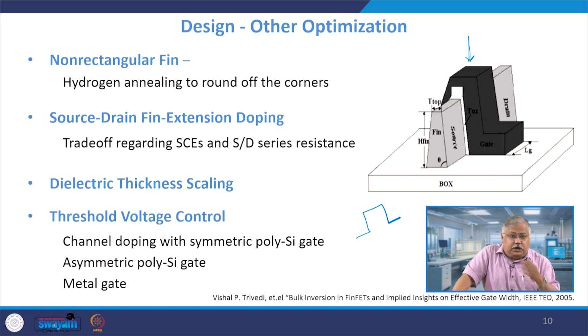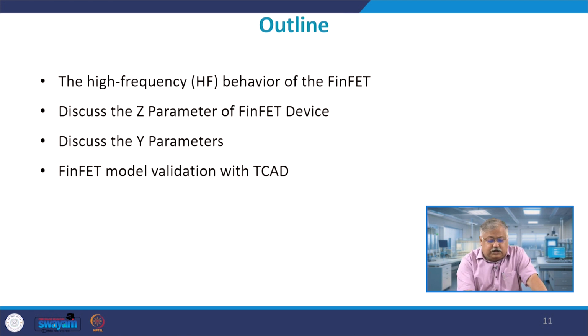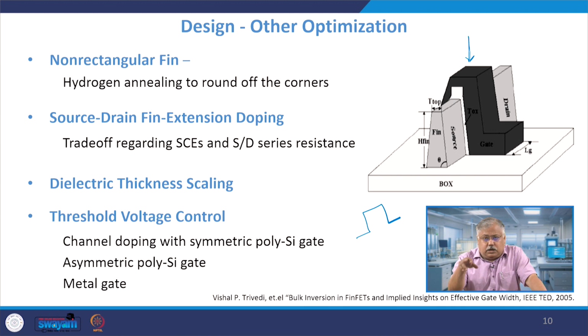And you can do threshold voltage control using channel doping and using aluminum or various types of gates, right, that will result in the change in the work function of the material. And as a result, when the work function changes, you will have the difference in the electrical characteristics in that case, right. So, this is what we get as far as a non-rectangular fin is concerned, and then we do a source drain doping in series.